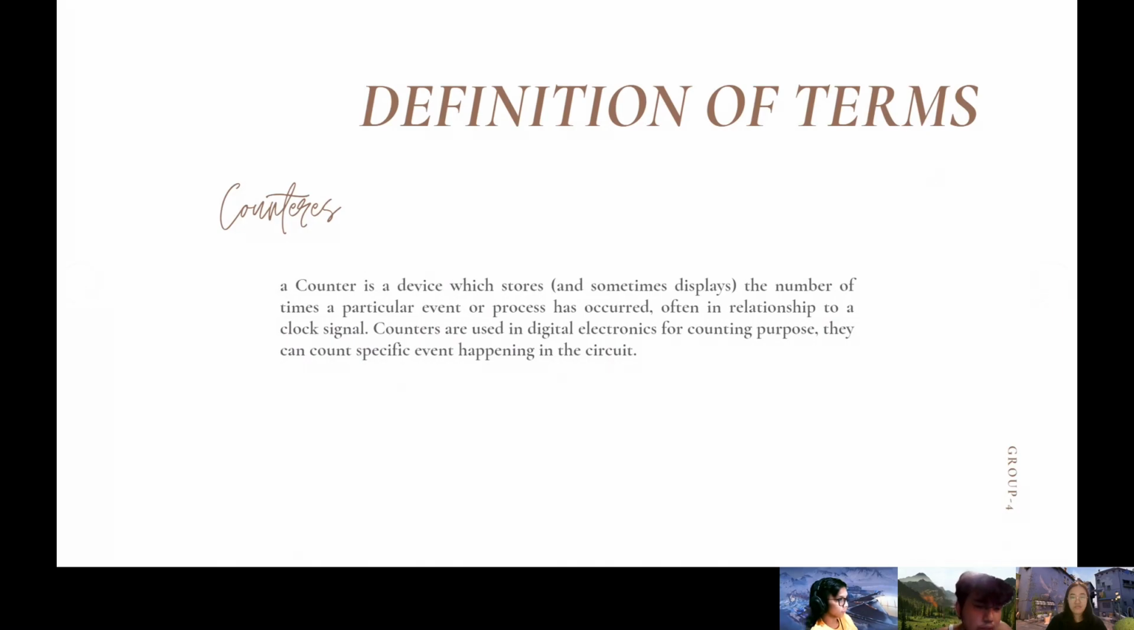So for the definition of terms, a counter is a device which stores and sometimes displays the number of times a particular event or process has occurred. Often in relationship to a clock signal, counters are used in digital electronics for counting purposes. They can count specific events happening in the circuit.